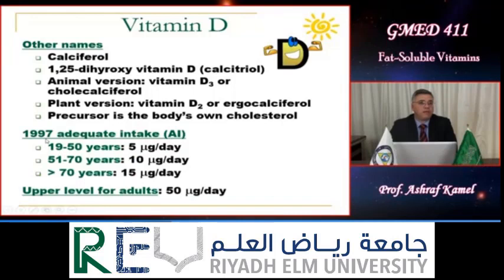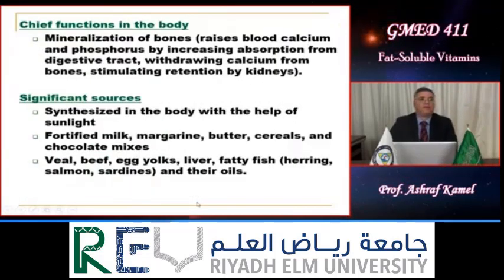In 1997, the adequate intake between 19 and 50 years is 5 micrograms per day, and from 51 to 70 years is 10 micrograms per day, and above 70 years is 15 micrograms per day. We noticed that the requirements of vitamin D increase with age. Upper level for adults is 50 micrograms per day.